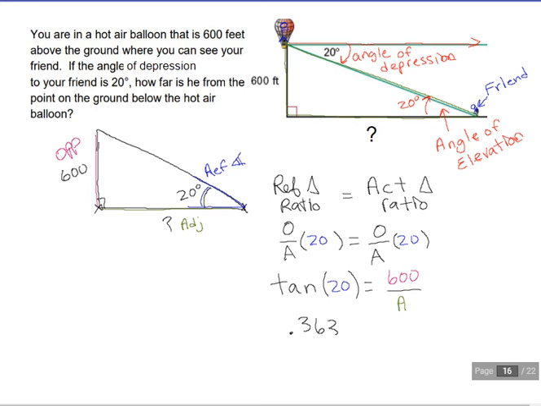Okay, so 0.36397 is going to be over 1, of course, so we can cross multiply.